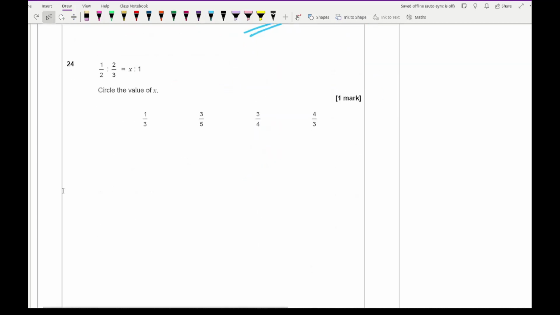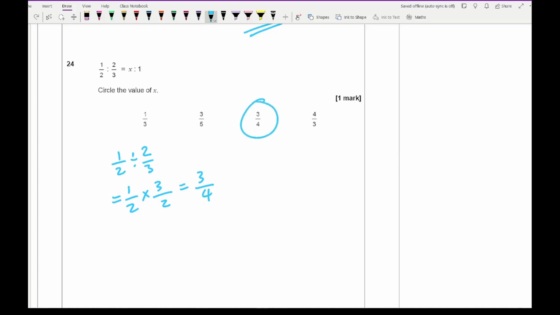Question 24. We basically want to rewrite this ratio so that the second number is 1. What we need to do is divide a half by 2/3. Again, what we need to do here is flip the second fraction and turn it into a multiply. That becomes 3 over 4.